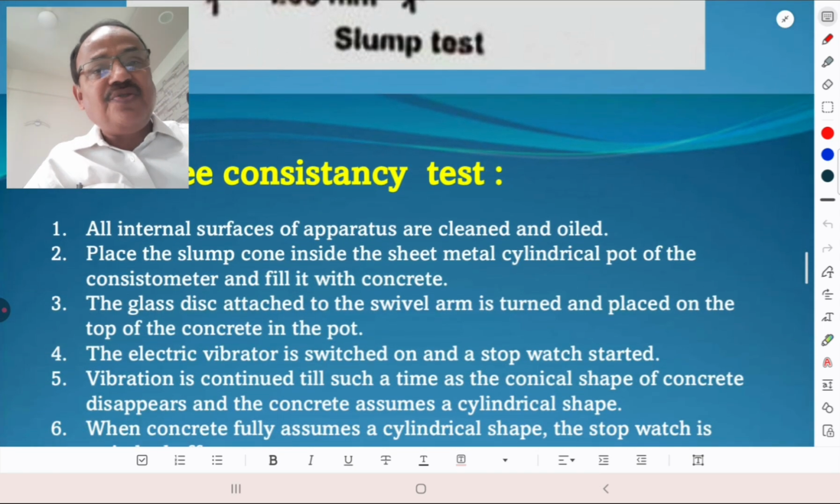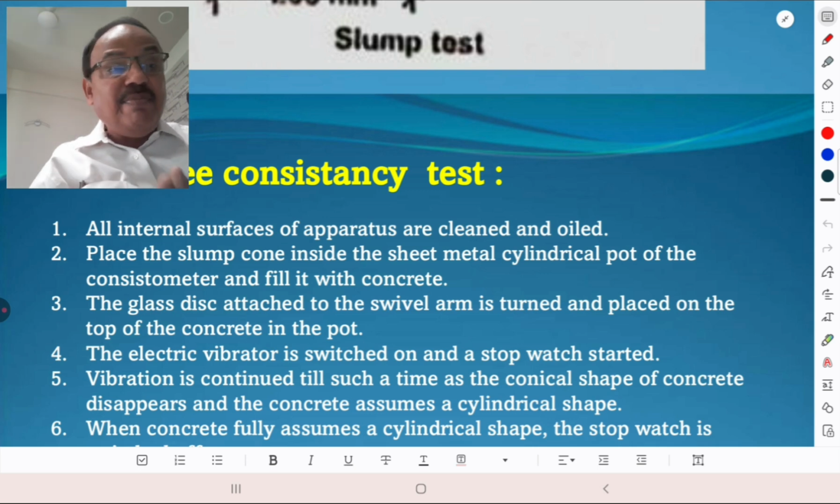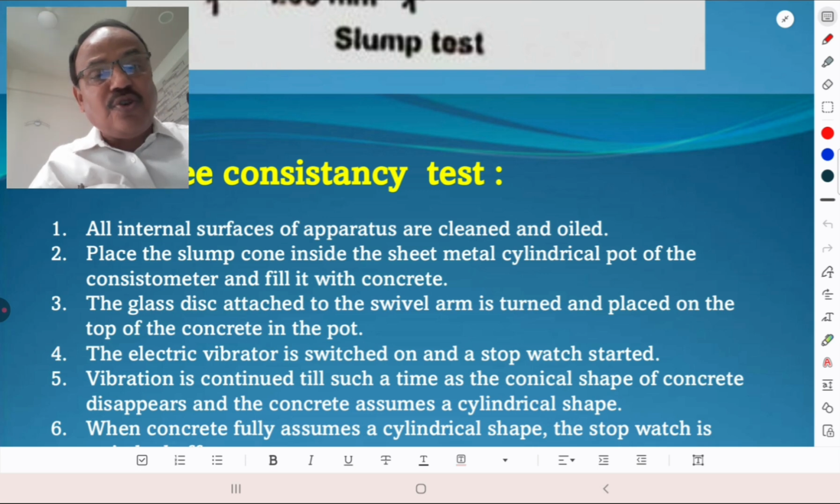Then Vee Bee consistency test. It is similar to the slump cone test. All the internal surfaces of the apparatus are cleaned and oiled. Place the slump cone inside the sheet metal cylindrical pot of the consistometer and fill it with the concrete.